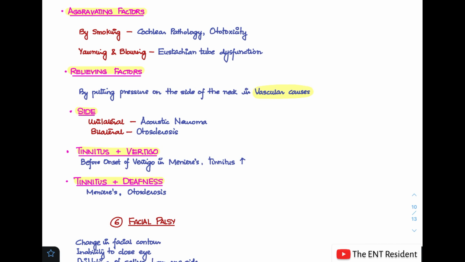Side involvement, whether it is unilateral or bilateral. Unilateral is seen in acoustic neuroma, bilateral tinnitus is seen in otosclerosis. Associated features, whether tinnitus is involved with vertigo. Now, tinnitus in case of Meniere's disease, we have seen before the onset of vertigo in Meniere's, the tinnitus increases. Next is tinnitus with deafness. Tinnitus and deafness together is seen in Meniere's disease and otosclerosis. So, this is about tinnitus.